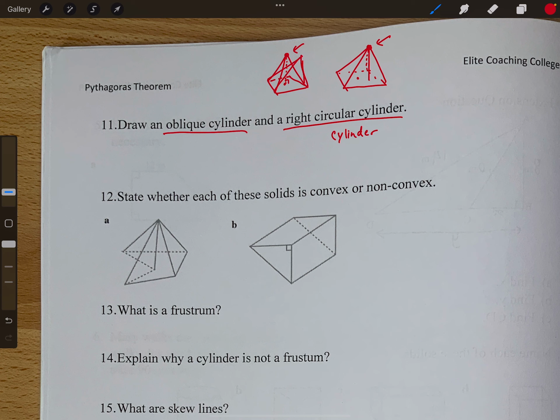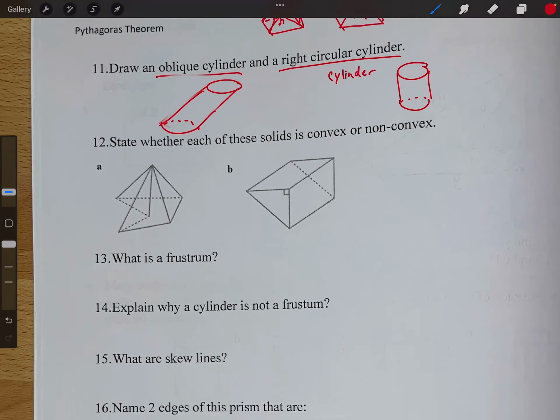Okay, so now you're going to draw an oblique cylinder. A regular cylinder looks like this. Whoops, I should probably draw on this side. An oblique cylinder looks like this. It's just been kind of slanted. Yeah, like that. Question 12.